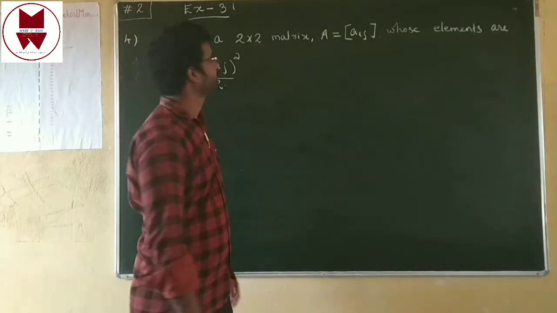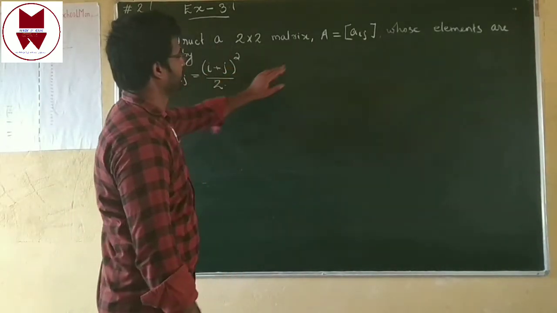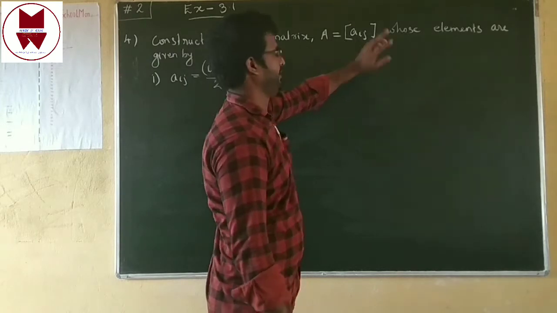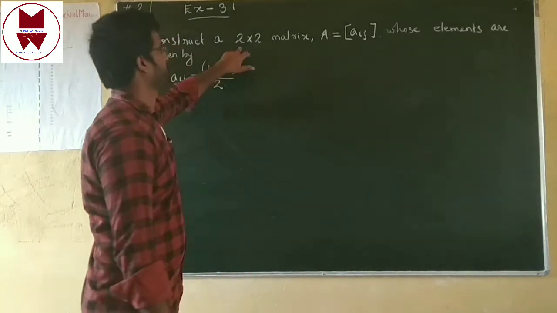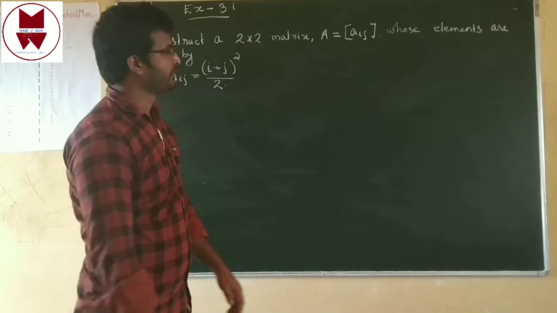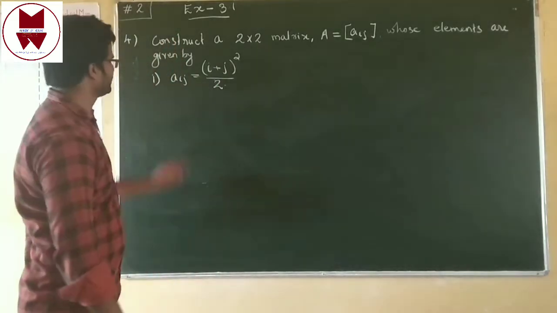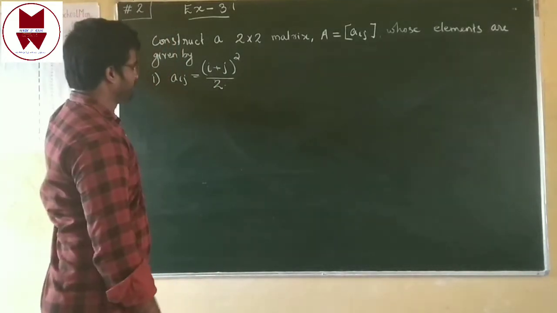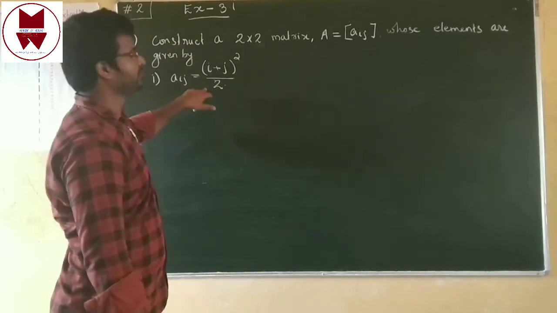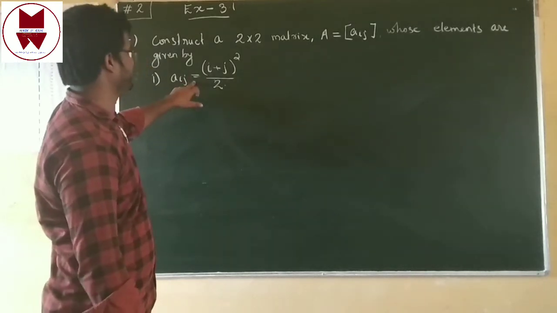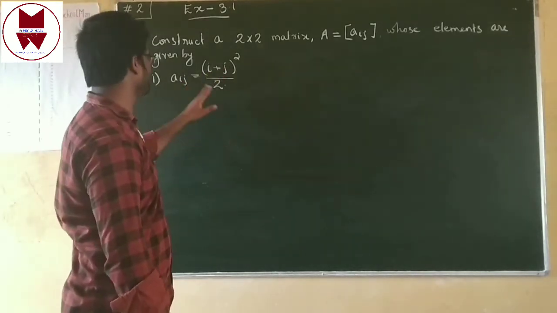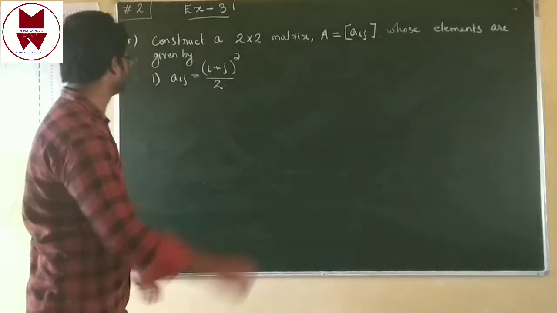In this question, one general term is given, that is A equal to the matrix Aij. Then the order of the matrix is also given, that is 2 by 2. Then we have to find that 2 by 2 matrix using this condition. The condition is Aij equal to (i plus j) all square divided by 2.